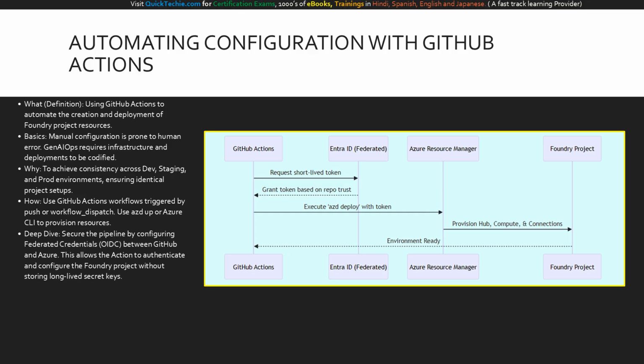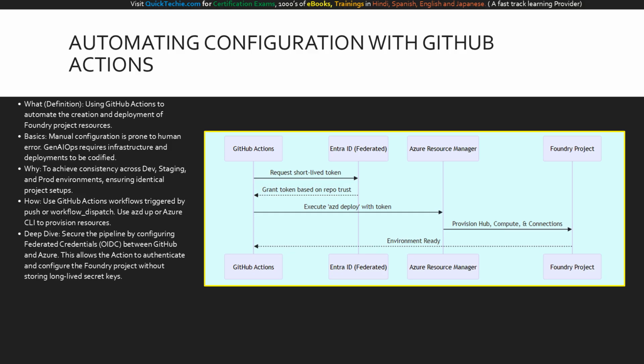Why is automation mandatory? Because if your dev project is configured slightly differently than your prod project, your model will fail in production. We ensure identical setups through automation. How? We write GitHub Action YAML workflows, triggered by a code push or a manual workflow dispatch, which use commands like azd up to provision the exact required resources.